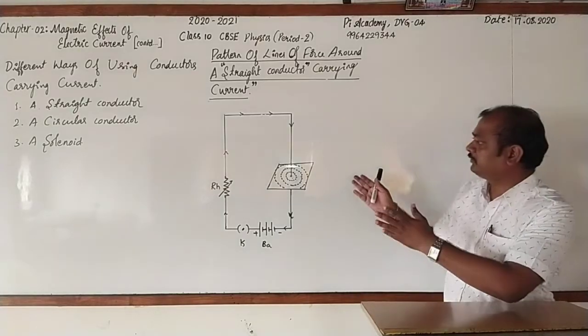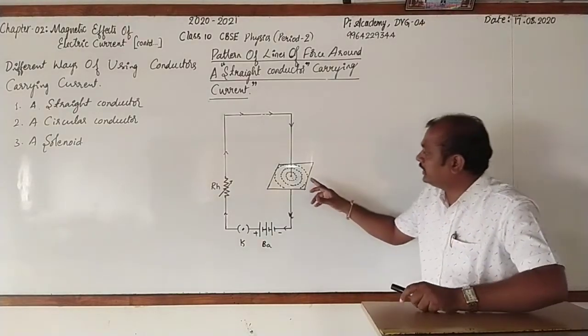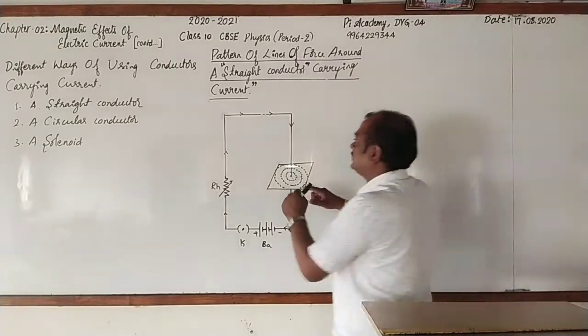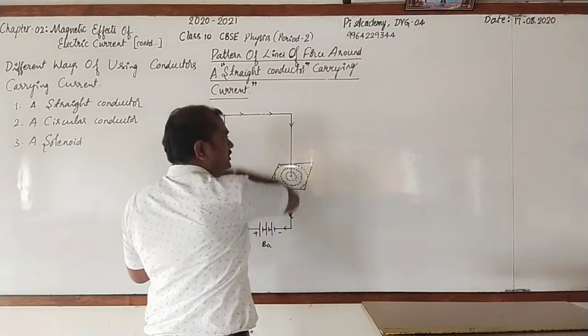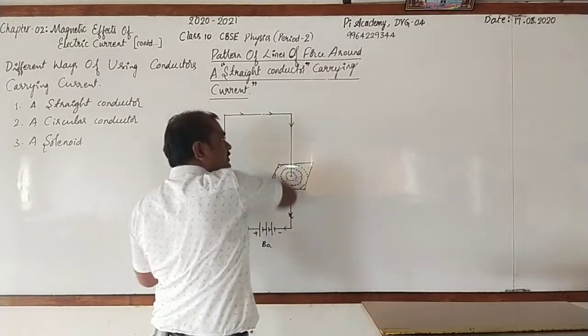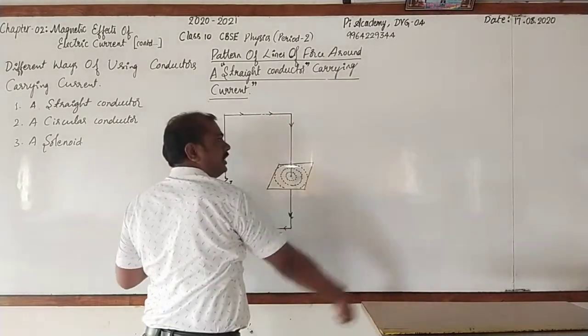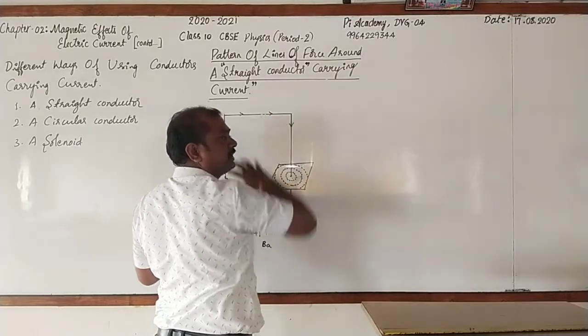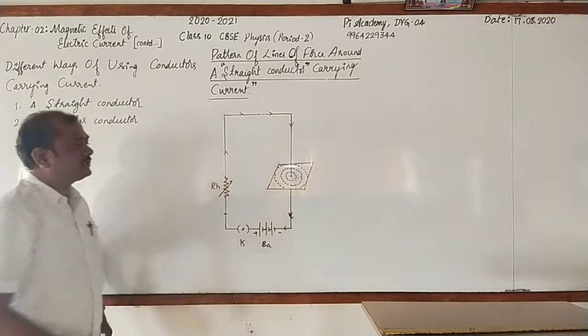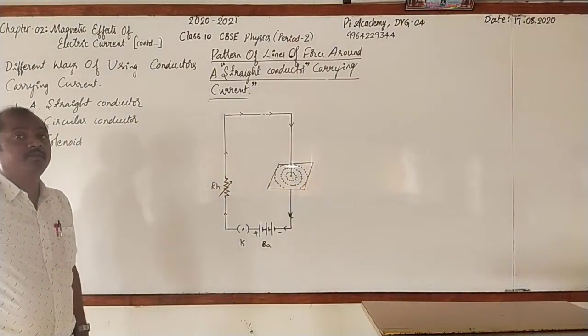Now could you identify what is the direction of lines of force? If it is a circle, we have only two possibilities. What is the direction in case of a circle? It is clockwise. If it is in this way, it is anti-clockwise. Then here, what is the direction of lines of force?